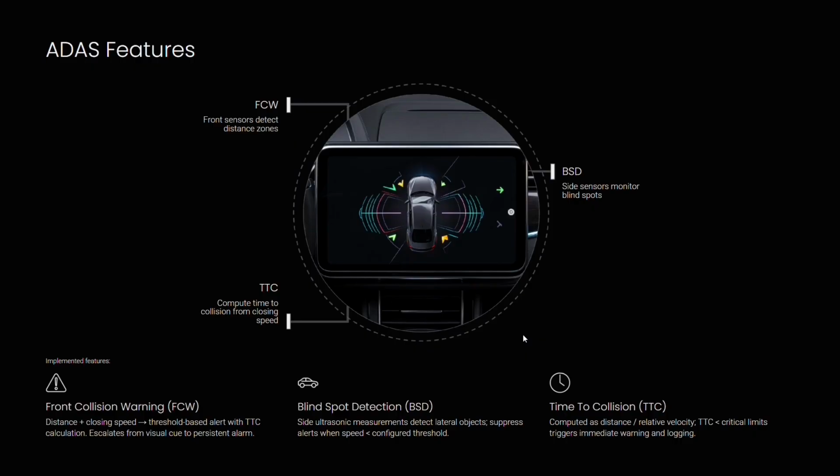Now move to the ADAS features. For driver safety, we build three main features: front collision warning alerts the driver based on distance and speed, blind spot detection uses side sensors to catch nearby objects, and time to collision works out how many seconds are left before a possible crash and warns the driver in time.